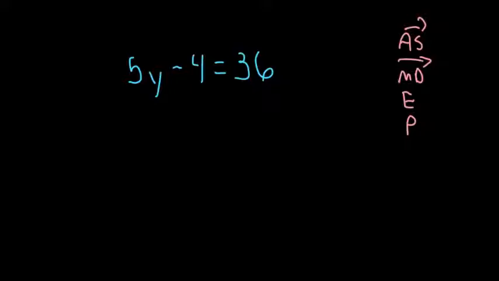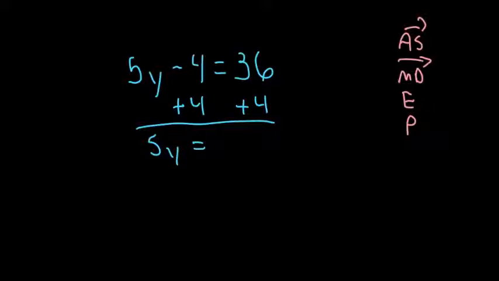First I have a minus 4, so the opposite of minus 4 is adding 4. So I need to add 4 to both sides to keep my equation balanced. So I get 5y equals 36 plus 4 is 40, because minus 4 plus 4 gives me 0. So I get 5y equals 40. Now I can address my multiplication. The opposite of 5 times y is dividing by 5. So 5 divided by 5 is 1, and I'm left with 1y equals 40 divided by 5 is 8.